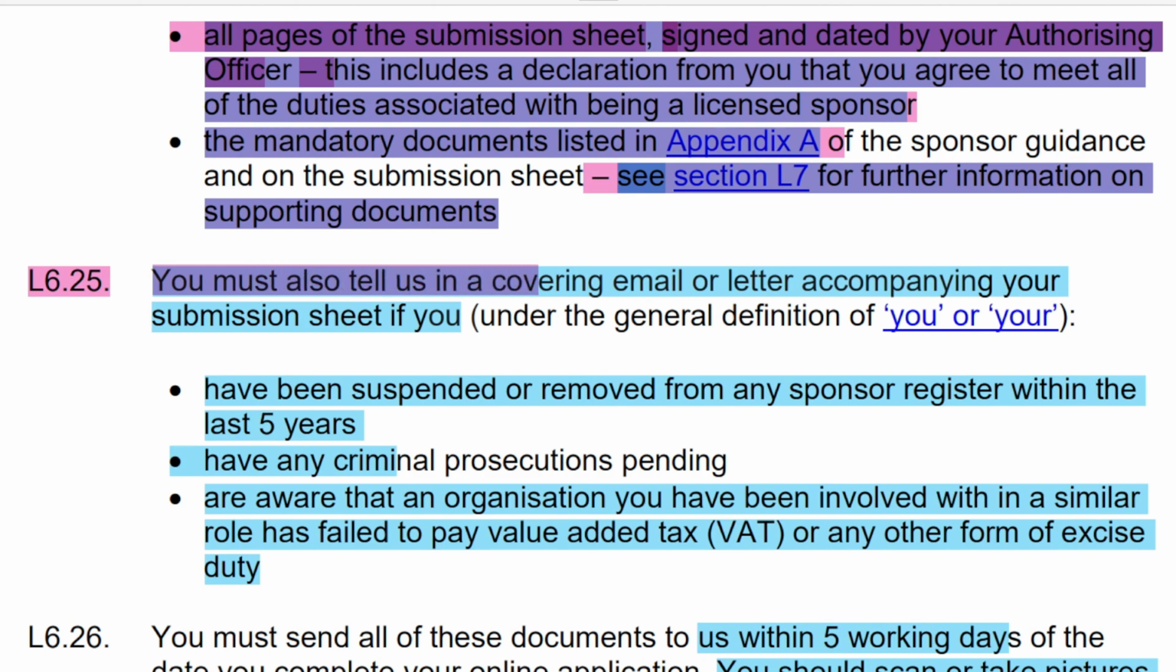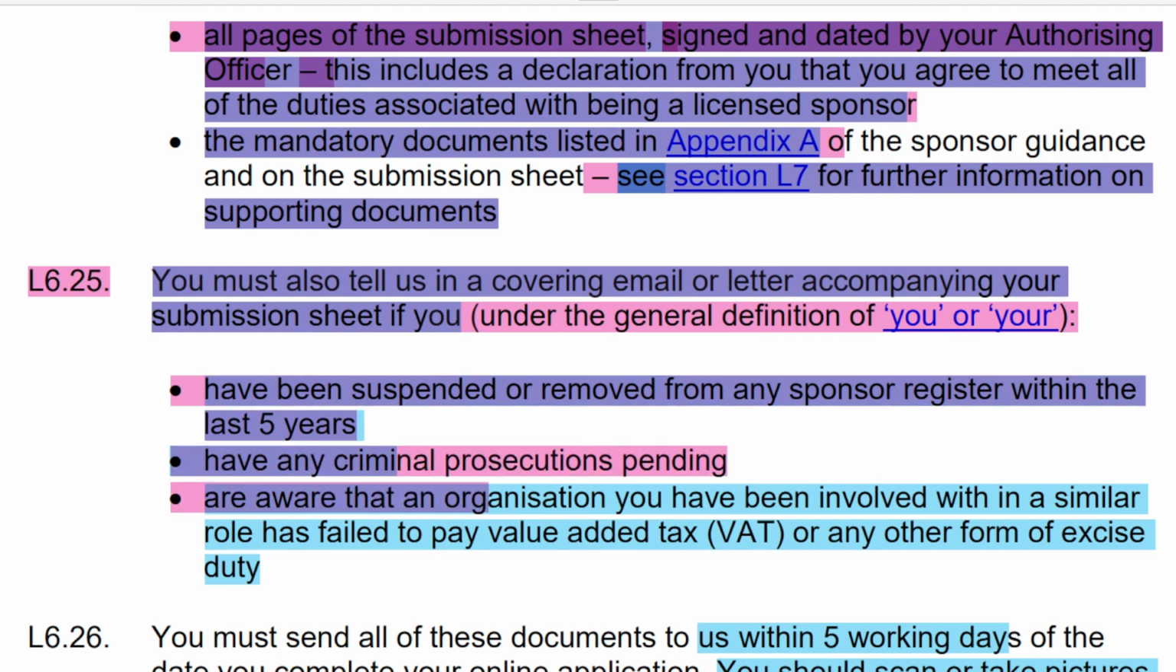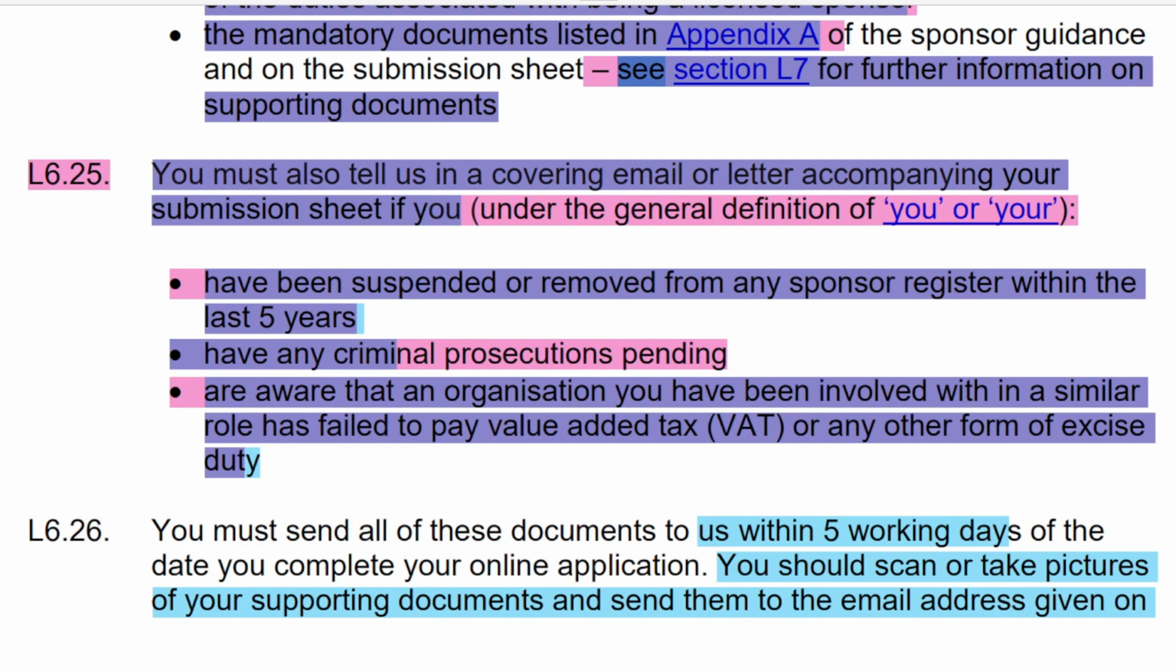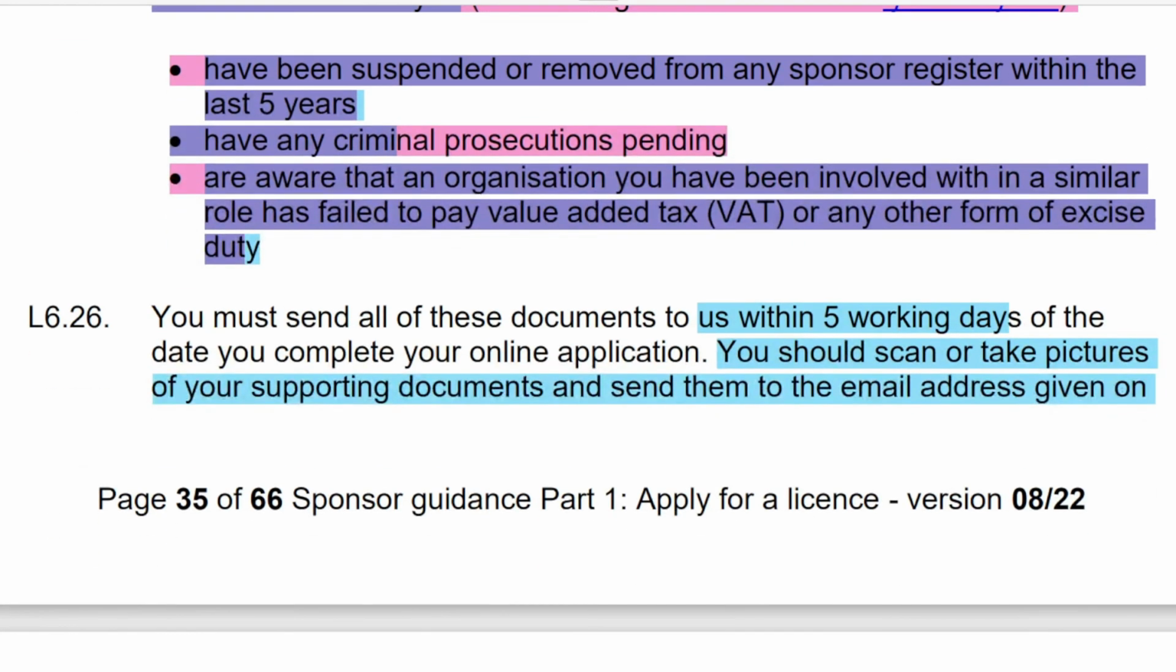You must also tell us, in a covering email or letter accompanying your submission sheet, if you, under the general definition, you or your organisation, have been suspended or removed from any sponsor register within the last 5 years, have any criminal prosecution, or are aware that an organisation you have been involved with in a similar role has failed to pay the VAT or any other form of excise duty. If you had any problems prior to your license, in that case you must provide a covering letter explaining everything. Now let's discuss L626.